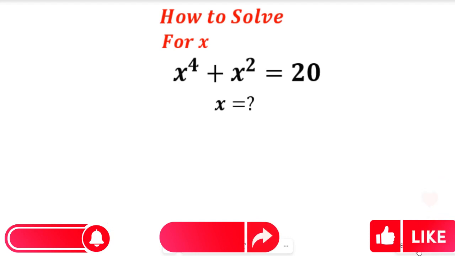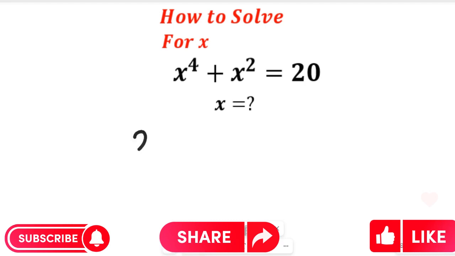Now to solve this, I want you to note that the power of 4 can be written as 2 times 2, right? 2 times 2 gives us 4. So that tells us that we can simplify the power of 4 to a smaller factor. And the next thing we need to do is to bring the 20 to the left hand side. So let's get started.